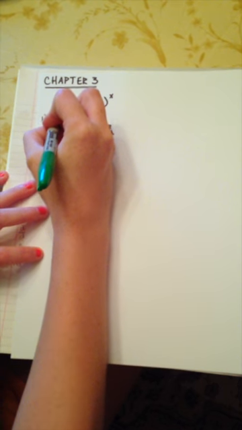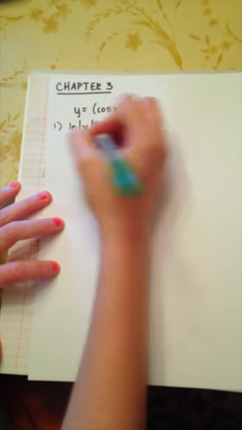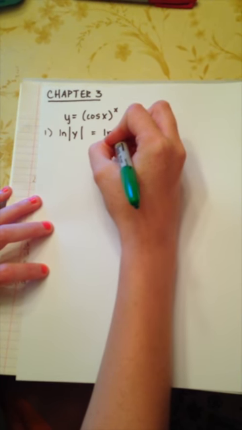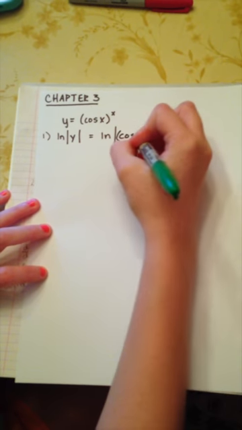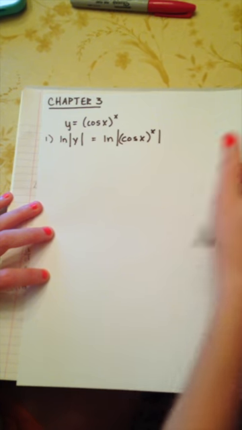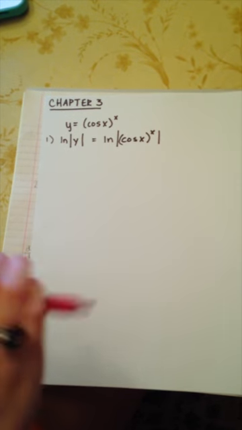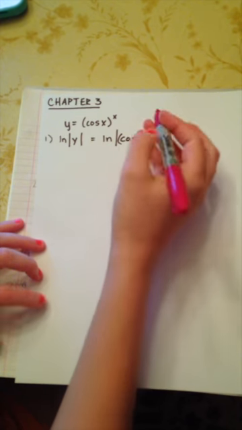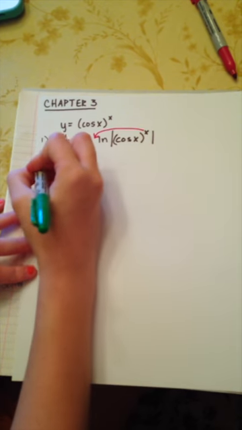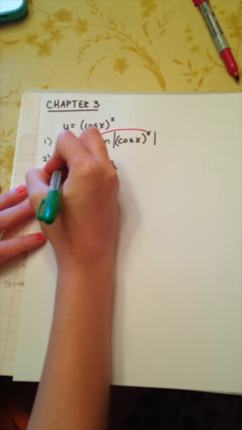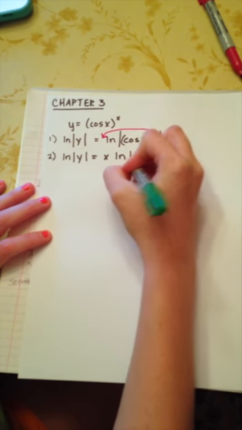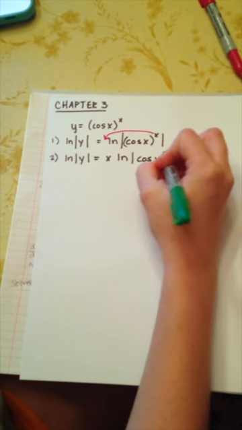We're going to put natural log of y, absolute value, is equal to the natural log of cosine x raised to the x power. Absolute value sign. Don't forget the absolute value. Now, due to the rules of logs, we can simplify and move this x in front of the natural log to make things easier. So the next step, step number 2, this over here doesn't change too much. We're going to save that for later. We're going to move this x here, natural log of cosine x all by itself.